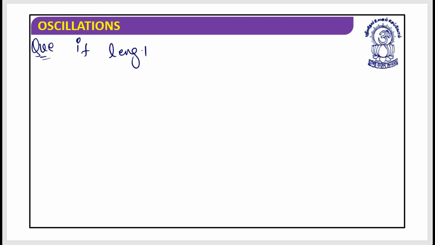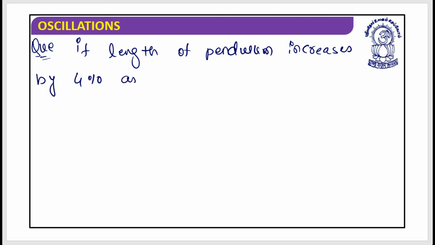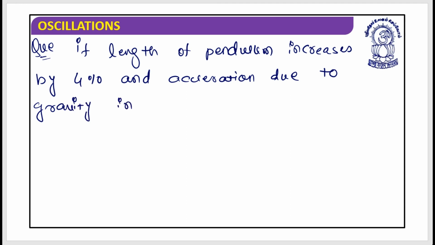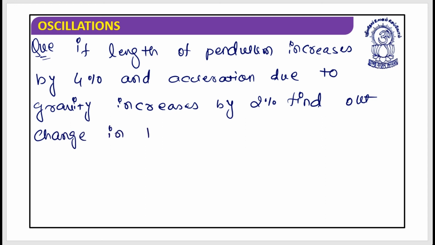If the length of the pendulum increases by 4 percent and acceleration due to gravity increases by 2 percent, find out the change in the time period. Find out the change in the time period of the pendulum.